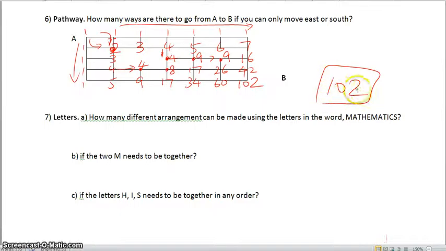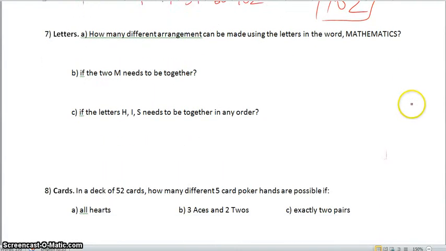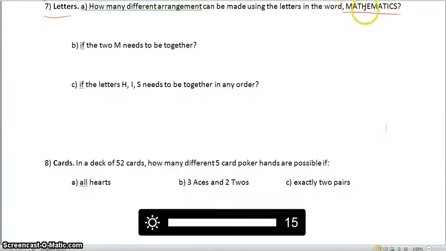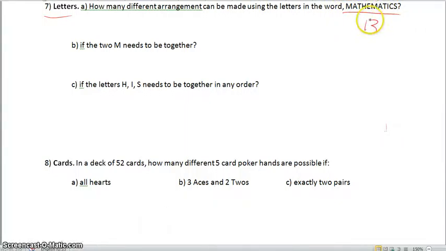Okay. All right. Next, letters arrangement. So there are total mathematics. There are total 13 letters. Okay. 1, 2, 3, 4, 5, 6, 7, 8, 9, 10, 11. Oh, sorry. 11 letters. All right. To arrange them, 11 factorial.